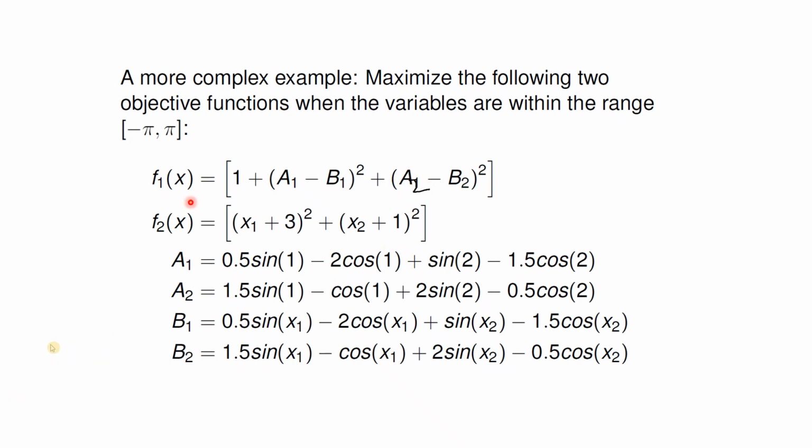The second is another objective function. So this is a multi-objective function, which means you have to maximize both objective functions together, where the variables are x1, x2. The a1 is a fixed value, because if you solve a1 and a2, you will get a fixed result. But to solve b1 and b2, you have to change the values of x1 and x2. So x1 and x2 are the variables.